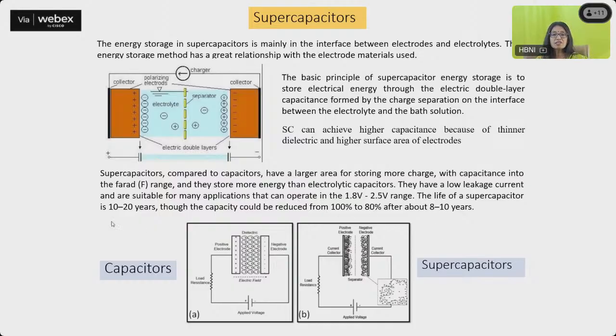The life of a supercapacitor is around 10 to 20 years, but the capacity can be reduced from 100 to 80% after about 8 to 10 years. But you can still use it, and the lifetime goes on up to 20 years. But after 10 years, probably the capacity decreases from 100 to 80%.